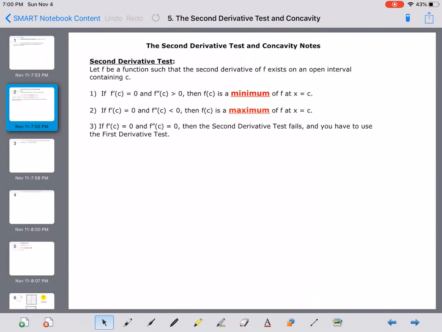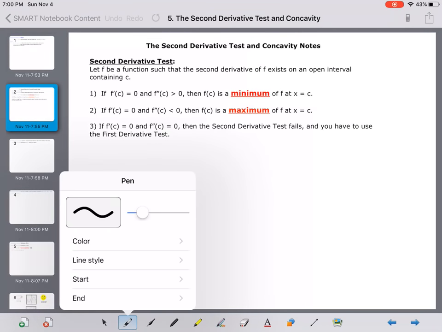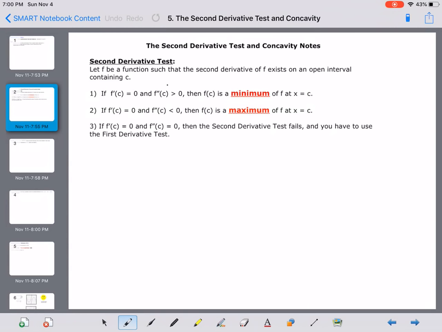if our second derivative is greater than 0, meaning that it's positive, let me grab a pen. So if our second derivative is positive, that actually means we have a minimum. Okay, if we plug it into our second derivative and it's negative, less than 0, remember that's just a fancy way to say something's negative, then we have a maximum.